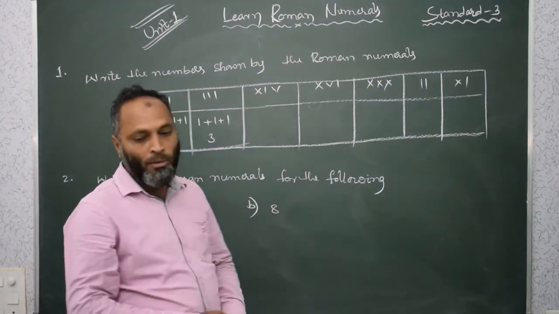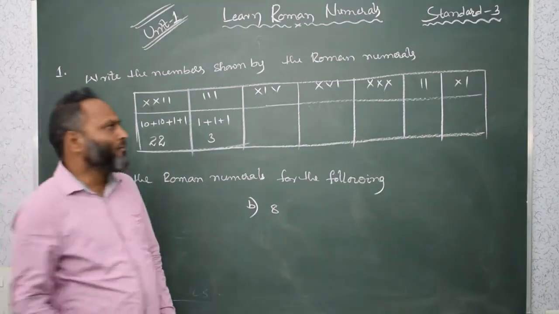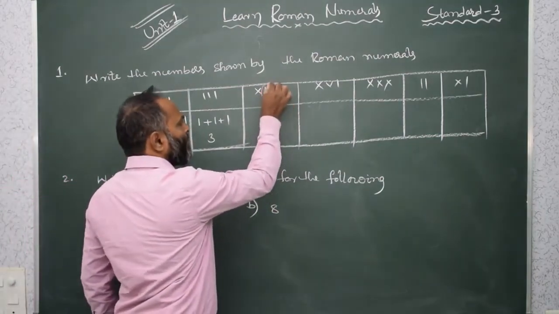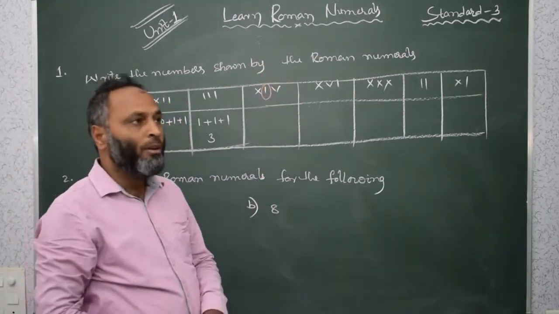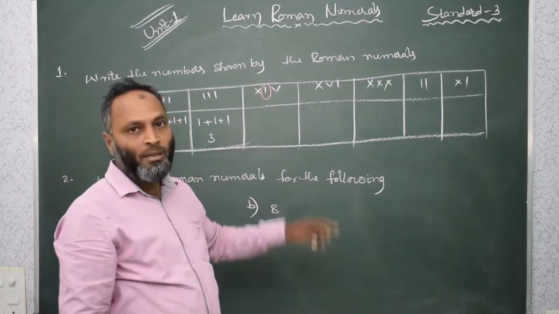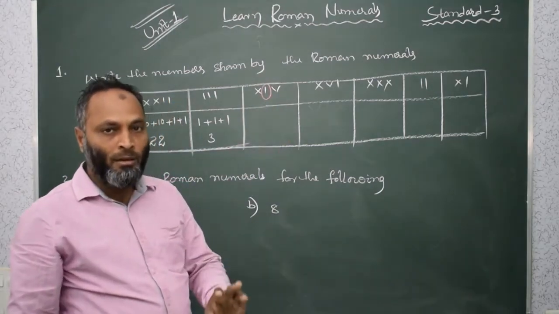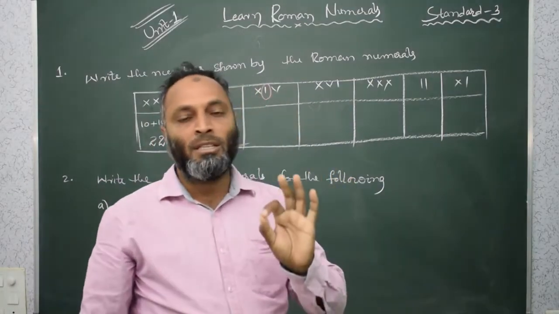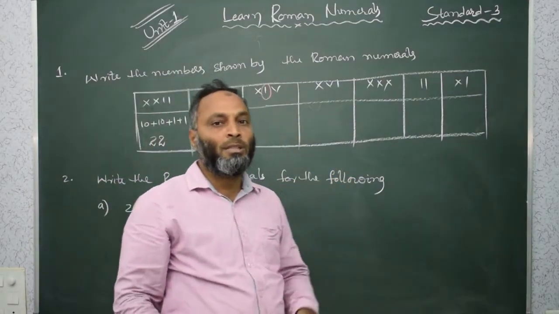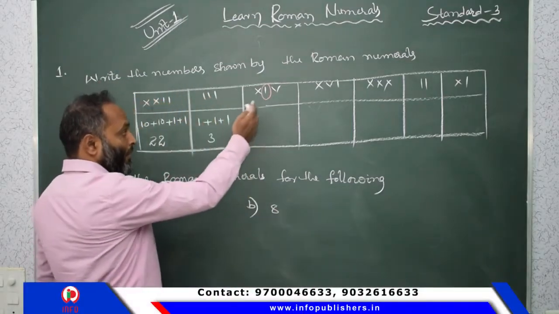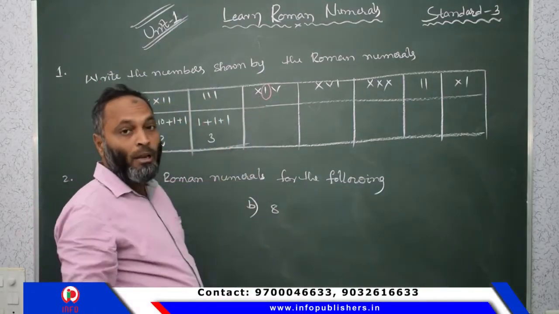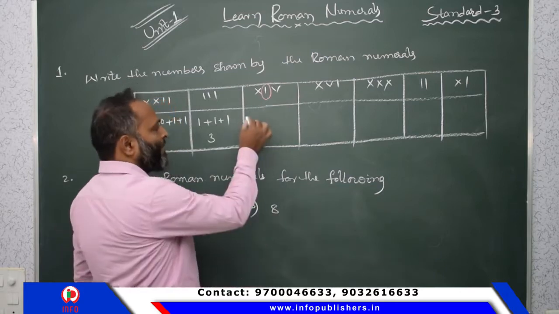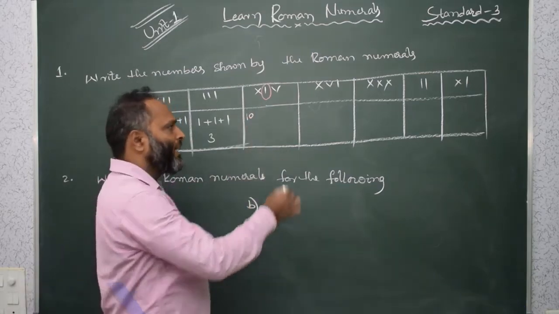And here in the next, X, I, V. This is a smaller Roman numeral. The smaller Roman numeral is in between the two bigger Roman numerals. So according to our fourth rule, whenever the smaller Roman numeral is in between the two bigger Roman numerals, what do we have to do? We have to take first the bigger Roman numeral, that number we have to write first, 10, and keep plus.